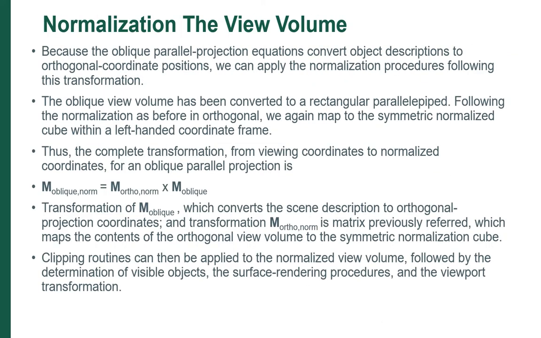Following the normalization as before in orthogonal projection, we again map to the symmetric normalized cube with a left-handed coordinate frame. Thus, after the complete transformation, M oblique normalization is equal to M orthonormalization multiplied by M oblique, because it's just an extension of the orthogonal coordinate positions. M oblique converts the scene description to orthogonal projection coordinates, and M orthonorm is the matrix previously referred to, which maps the contents of the orthogonal view volume to the symmetric normalization cube. Clipping routines can be applied to the normalized view volume, followed by the determination of visible objects, the surface rendering procedures, and the viewport transformation.